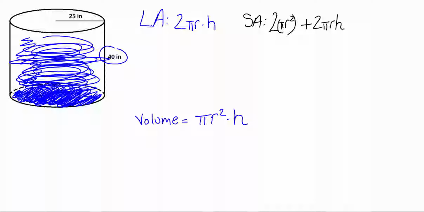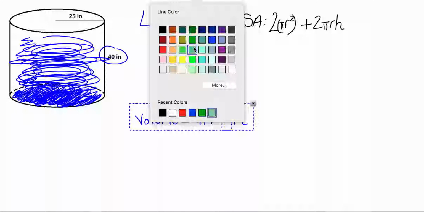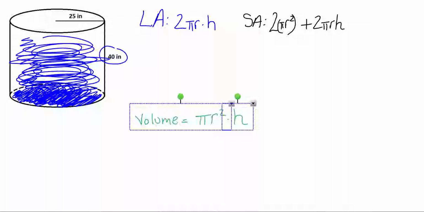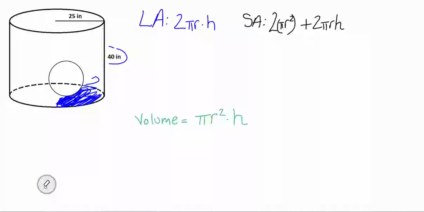All right, let's see if I can just change the color of this one, just so we have something different. Okay, now let's actually put it into practice. Let's actually find the lateral area, the surface area, and the volume for each one of these.